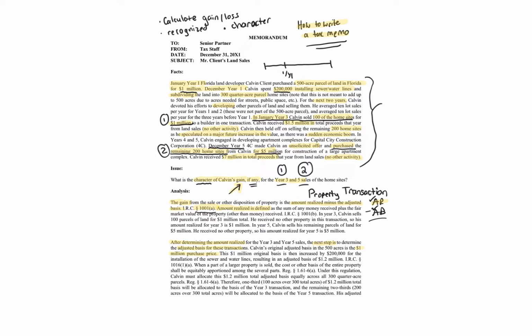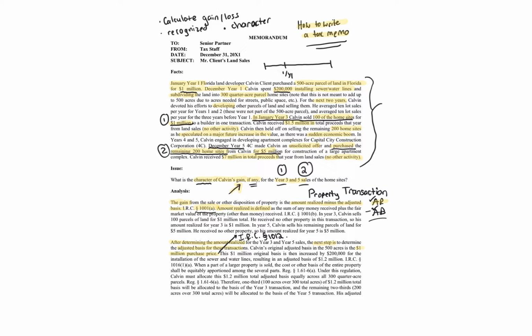Now, I actually left out a citation here that I recommend you put in. See, adding a little bit of value. It's not just in the memo, we're adding. So it says, Calvin's original basis in the 500 acres is the $1 million purchase price. That would be under IRC section 1012, which is the cost basis principle.